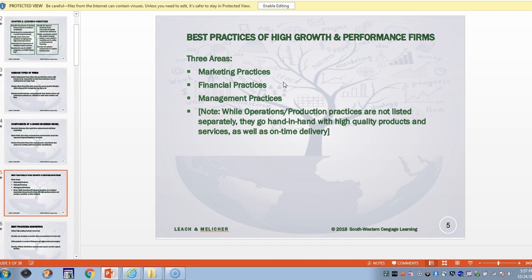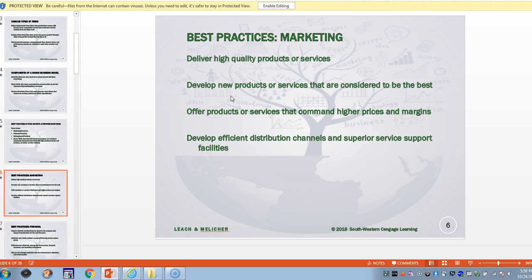All right, so basically there's 3 areas that are your best practices: marketing, financial, and management. Those 3 you should know, and I could put a fake one in there, so as long as you know MFM, marketing, financial, and management. This you can get by just doing the reading. I mean, this is just general stuff.